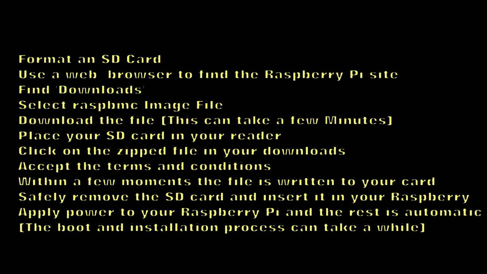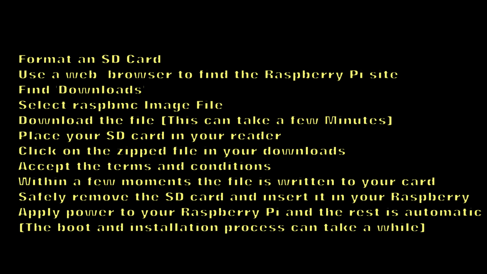So let's review what we've done. First of all, we formatted an SD card. We used a web browser to find the Raspberry Pi site. We went to Downloads and we selected raspBMC image file to download. We downloaded the file and waited a few minutes for it to happen. We placed our SD card in the reader. We then clicked on the zip file in our Downloads folder. We accepted the terms and conditions, and within a few moments the file was written to our card.